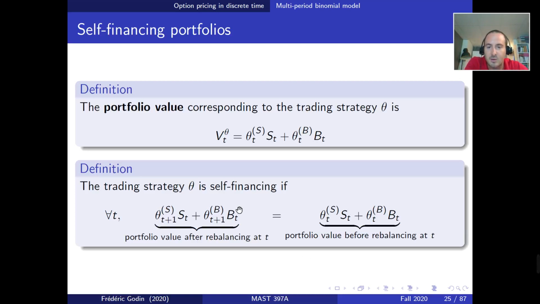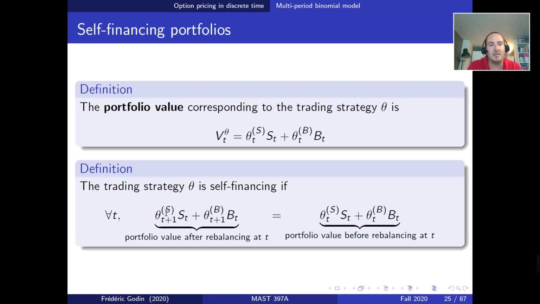Okay, so what's this value to the left? Recall that theta_{t+1} is the portfolio composition between time t and t plus 1. Conversely, theta_t represents the composition of the portfolio between t minus 1 and time t. So this means that this quantity to the left is the portfolio value right after rebalancing at time t, okay? Because this composition is held from time t to t plus 1, so it's right after the rebalancing at time t.